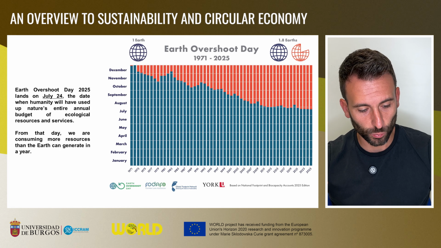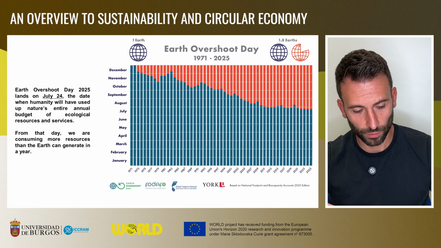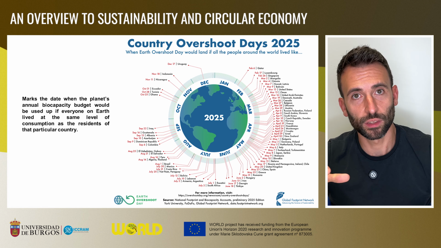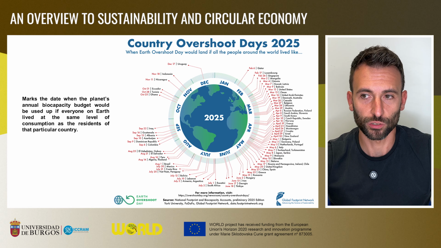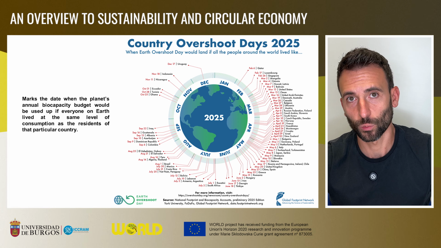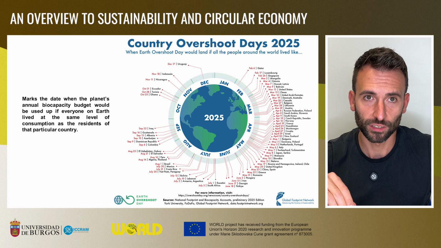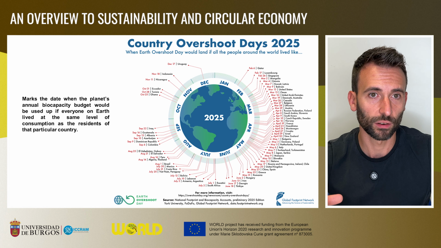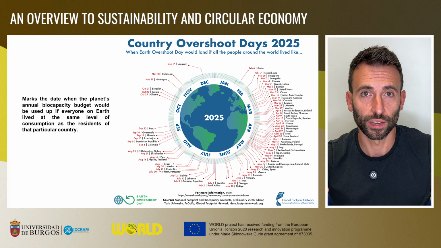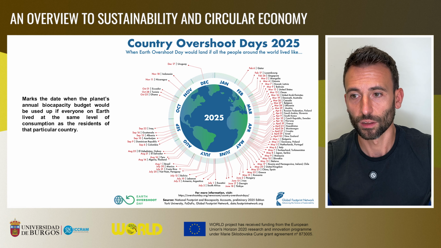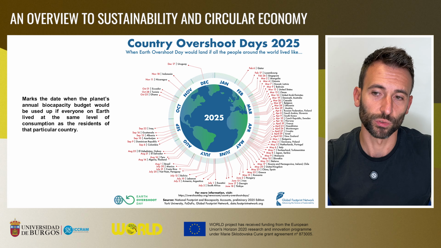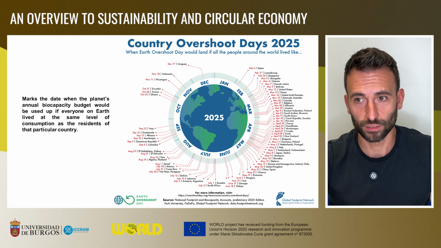And this is mainly related with our current production and consumption model and lifestyles, particularly in high-income countries. So to observe this distribution per country, we have what is called the Country Overshoot Day, which marks the Earth Overshoot Day if all the people around the world lived like the people in this country. So for instance, if all the people lived at the same level on average as the people in Qatar, the Earth Overshoot Day would be the 6th of February. And on the other hand, if all the people lived like the people in Uruguay, the Earth Overshoot Day would be at the end of the year, December 17.